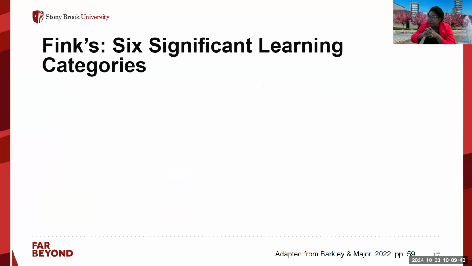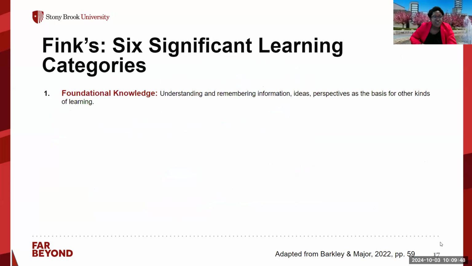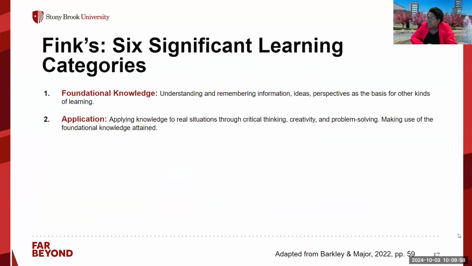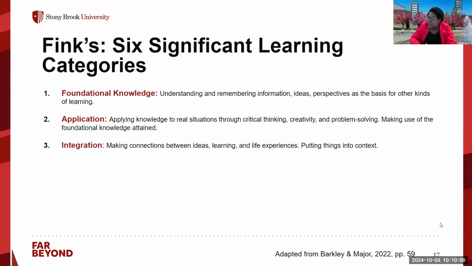So the 6 categories, we'll start with the petal of foundational knowledge. So this is what we understand and remember. If we were thinking about Bloom's, this would be the lowest level. Application is applying knowledge to real situations through critical thinking. You're really able to apply what you've been learning to different contexts. Integration, you're making connections between ideas, learning, and life experiences. So you're putting things into context.